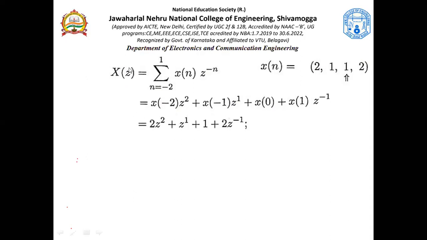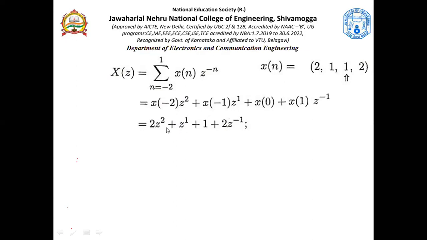After finding out x of z, we need to find out the ROC. So how to find out ROC? This is x of z. For what values of z would this x of z be a finite value? To understand that, just see for what values of z this x of z is infinite.